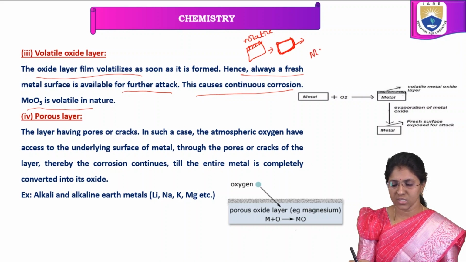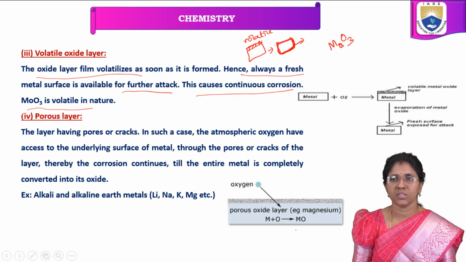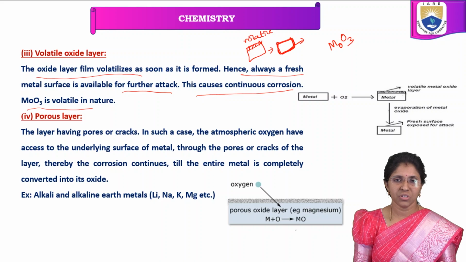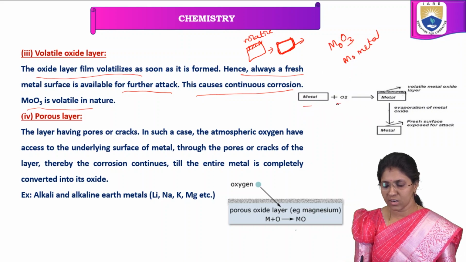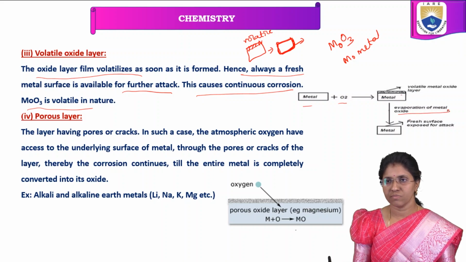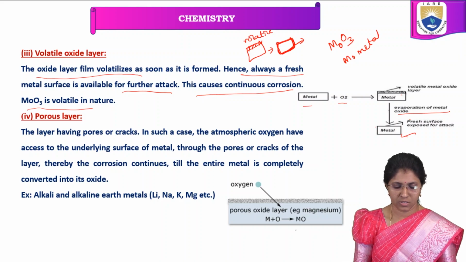An example of this is the oxidation of molybdenum. It forms molybdenum oxide, MoO3, which is volatile in nature. So continuous corrosion takes place for molybdenum metal. Metal reacts with oxygen and forms a metal oxide layer, which evaporates, so a fresh surface is available to the corrosion environment and corrosion takes place again.